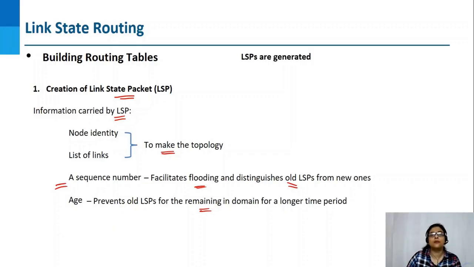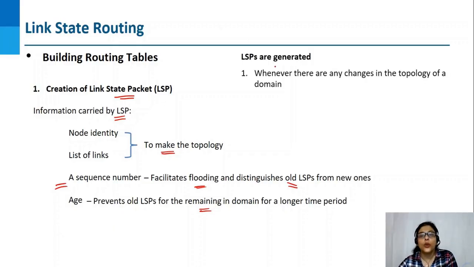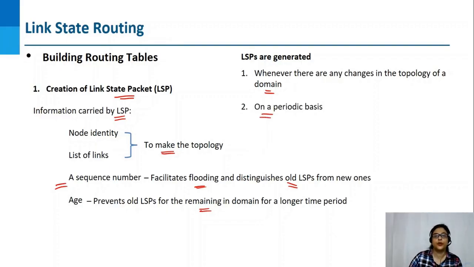Now the LSPs are basically generated whenever there are any changes in the topology of the domain. If there is any change, then that should be intimated to all other nodes of the network. And even if there is no change in the topology of the domain, on a periodic basis, the LSPs should be generated so as to create the new LSPs and to discard the old LSPs.